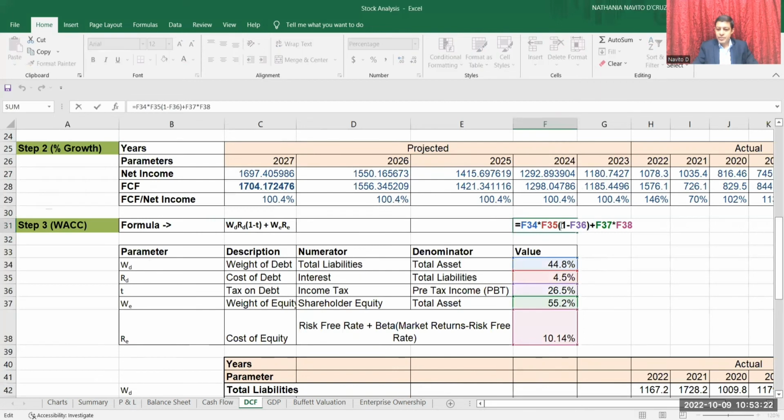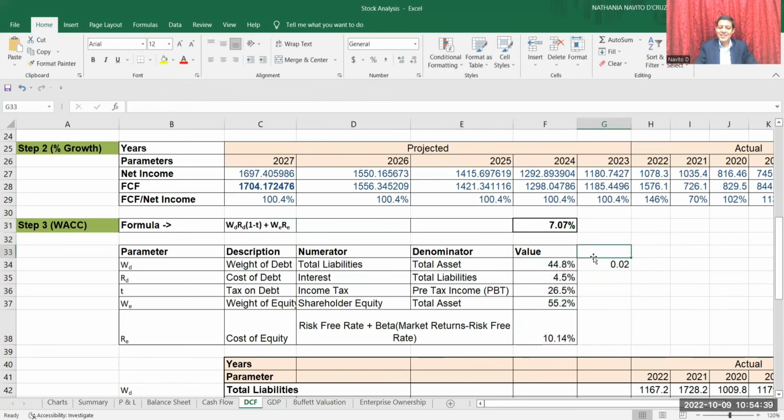It's coming as an error. Let's see, what did we do wrong? Oh, wasn't I multiplying somewhere? Oh, here the problem is I had to multiply it. So here we go. Apologies for the delay in identifying the issue. But here we get the value, that is 7.07. So this is how the WACC is calculated.